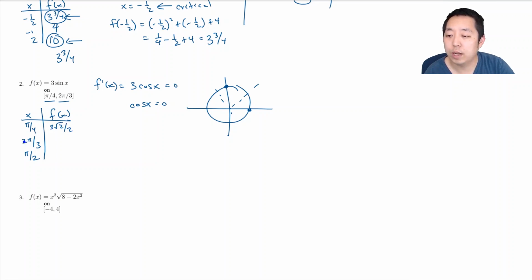3 sine of 2 pi over 3. Well, sine of 2 pi over 3 is going to be root 3 over 2, so that's going to be 3 root 3 over 2. And then when I plug in pi over 2, it's going to be 1, so that's going to be 3.